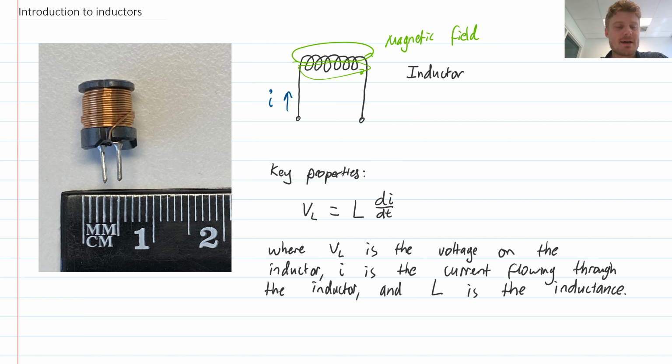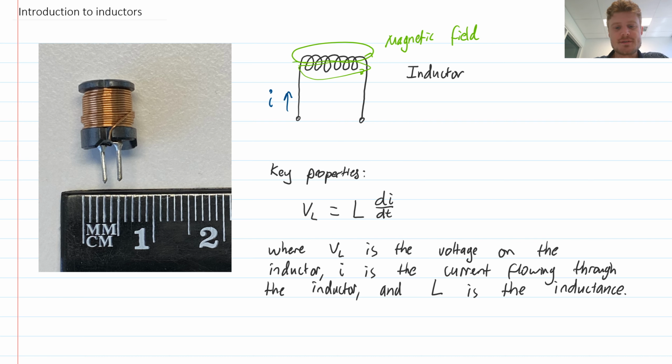Inductance is how much of an inductor this is. When we talked about resistors, we measured resistance in ohms. When we talk about inductors, we measure their inductance with a unit called a Henry. So L is measured in Henrys, with the letter H. You might have, for instance, a 100 millihenry inductor.